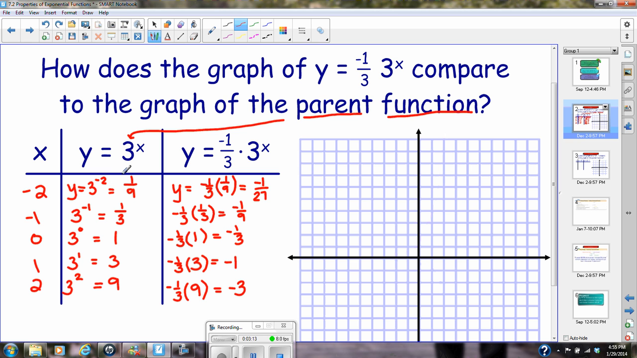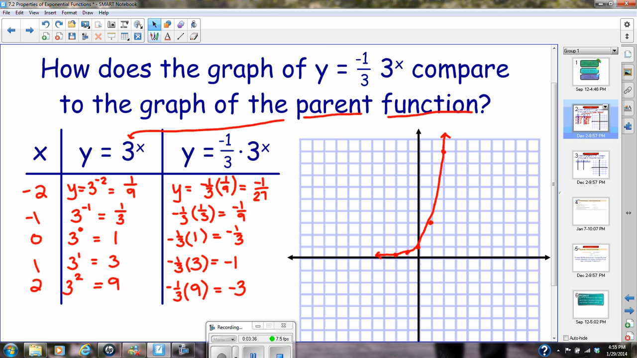So if I plot these ordered pairs, first I'm going to plot these ones. So -2, 1/9. So -2 up just a little bit. Then -1, 1/3. 0, 1. 1, 3. 2, 9. So there's the parent function.